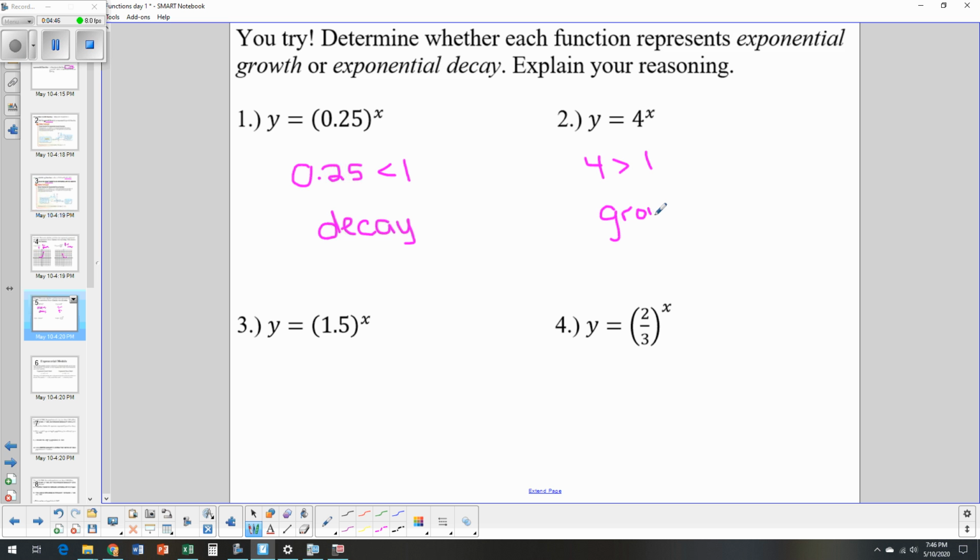All right, for the first one, 0.25 was less than 1, so that was decay. For number 2, 4 is greater than 1, so that's growth. For number 3, 1.5 is greater than 1, so that's growth. And then number 4, 2/3 is less than 1, so that's decay.